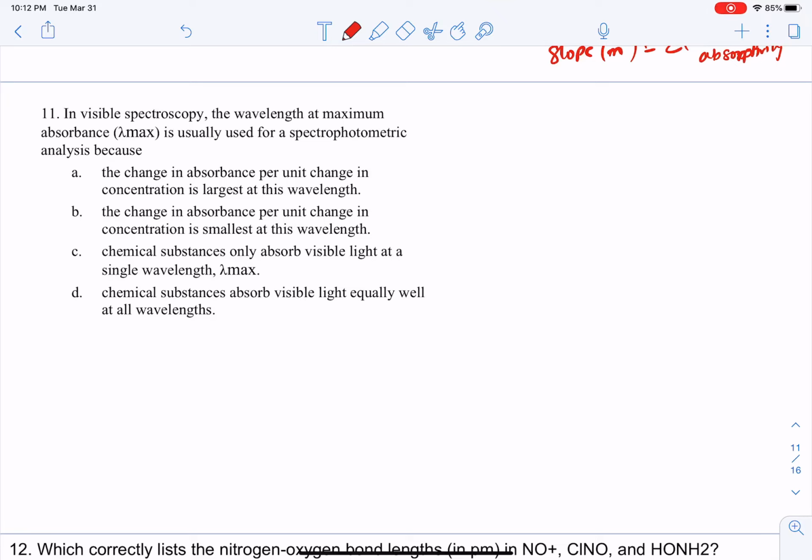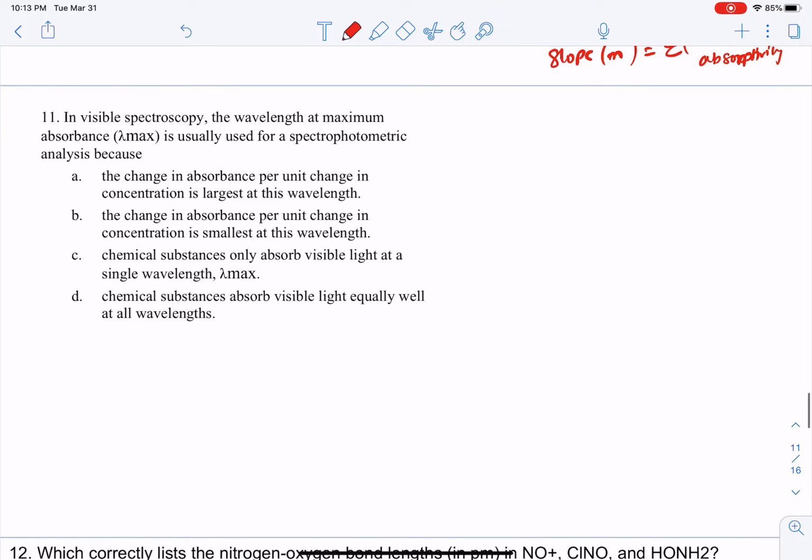This is more of a theoretical question, but I can try to show you what it means. The question says, in visible spectroscopy, the wavelength at maximum absorbance is usually used for spectrometric analysis because... Let's understand this question first.